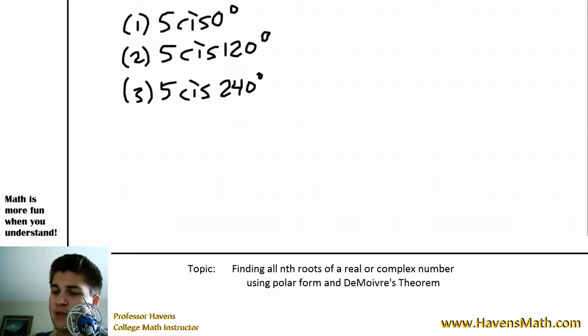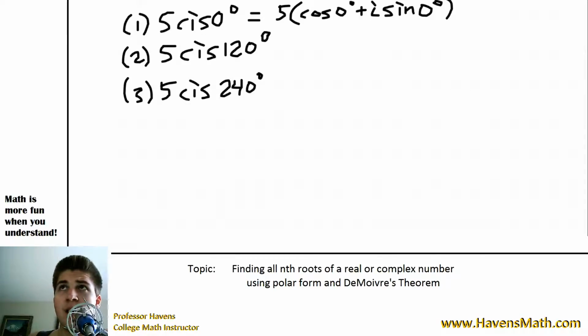So if we want to turn these back into normal numbers, I already mentioned that CIS 0 is equal to 1, just the number 1. But it helps to see it expanded. If we expand cosine plus I sine, we get cosine theta plus I times sine theta. So we expand this, and we get 5 cosine 0 plus I sine 0.